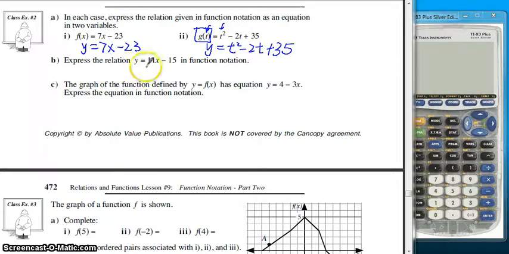Express the relation of this in function notation. So you just write f of x, because your variable is x. Just write something like this. The graph of the function defined by f, y equal to f of x, has equation of this. Write them in function notation.